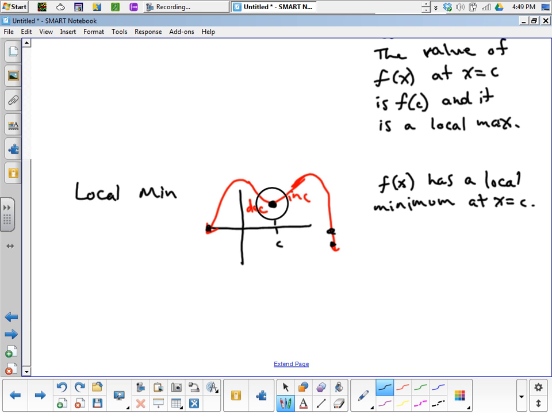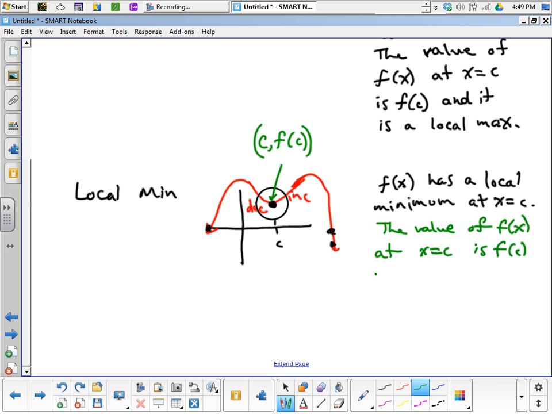I just want to say one more little thing about that. This is the point c comma f of c. That's how we're going to call it from now on. And I will say this, the value of f of x at x equals c is f of c, and it is a local minimum. Why? If you had to justify that, you would say because it's decreasing on the left and increasing on the right.